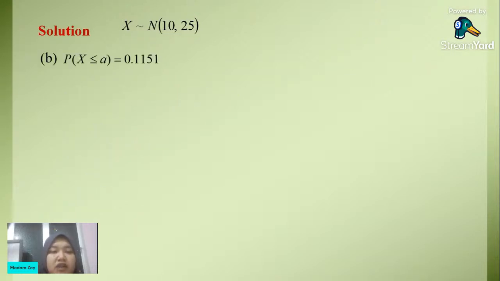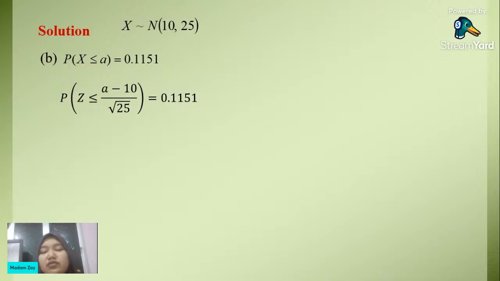So probability of X is less than or equal to A is equal to 0.1151. We have the same value now, 0.1151. Because it's a normal distribution, we need to standardize. First step is to standardize. So after standardizing, we get probability of Z less than or equal to A minus 10 divided by square root of 25 is equal to 0.1151.